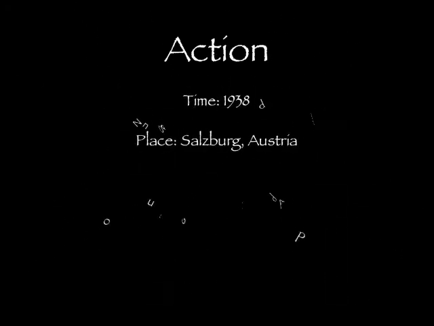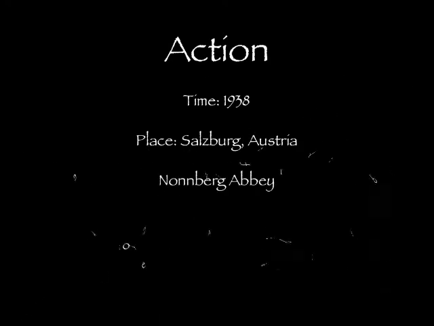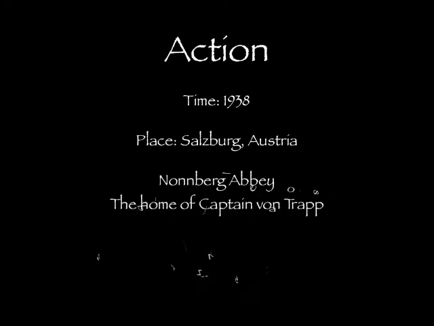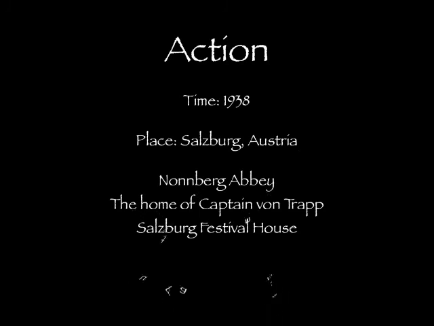The next step is, where does it take place? Where does the action take place? In this case, the time is 1938. The place is Salzburg in Austria, and specifically Nonnberg Abbey, the home of Captain von Trapp, the Salzburg Festspielhaus, Festival House, and of course the Austrian Alps, who can forget. So outline, when and where is this taking place?